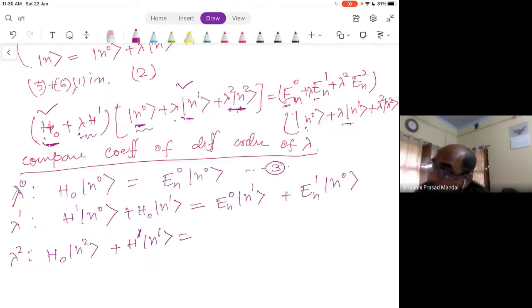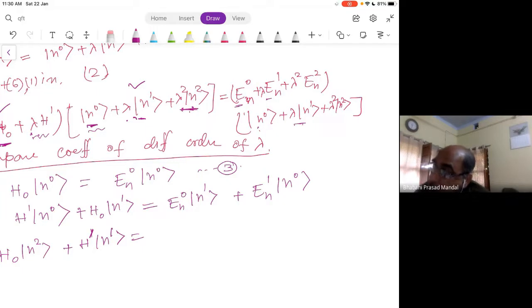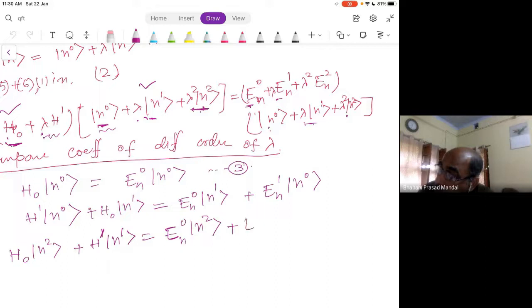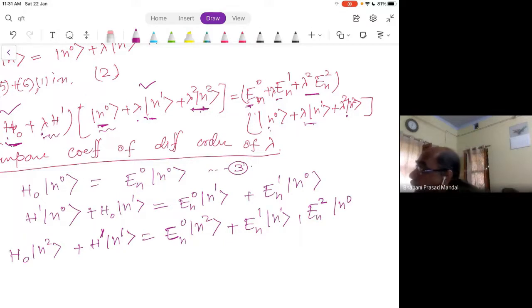On the right hand side, we'll have lambda squared terms. The first term is lambda independent, so that term with the third term gives En0 N2. Then no other term from N0. This term is lambda, this term is lambda, so that will give you En1 with N1. And then there will be another term, lambda square, En2 times N0. Three terms will be there. Everybody gets this equation, so no problem.